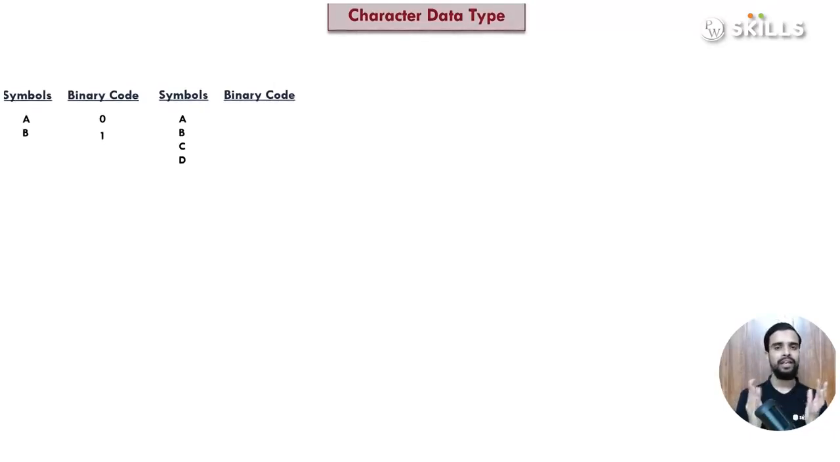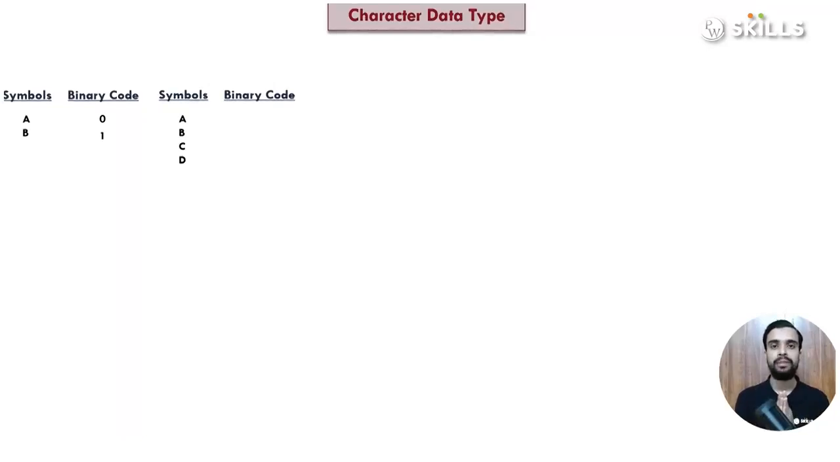Do I have any other options? Am I left with any other binary digits, so that I'll be able to assign the binary codes to the remaining 2 symbols here? 100% it is not possible. Oh, you're absolutely right, sir. Then how do we tackle this situation?